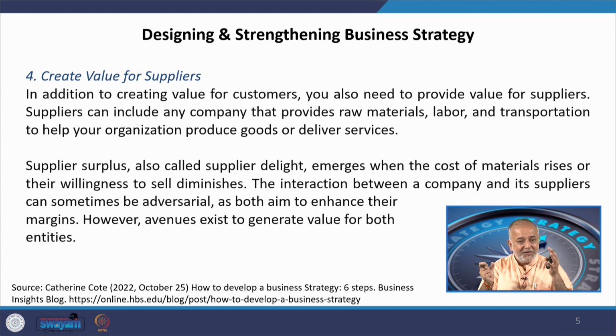So, strengthening your suppliers. Supplier surplus, also called supplier delight, emerges when the cost of materials rises or the willingness to sell diminishes. The interaction between a company and suppliers can sometimes be adversarial, as both aim to enhance their margins. However, avenues exist to generate value for both the entities. And you see why I named Patanjali?